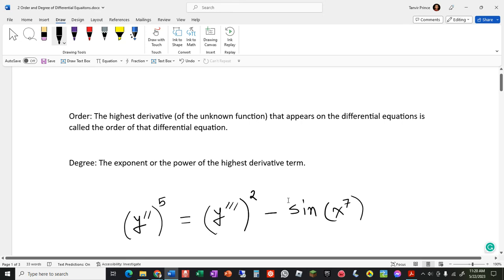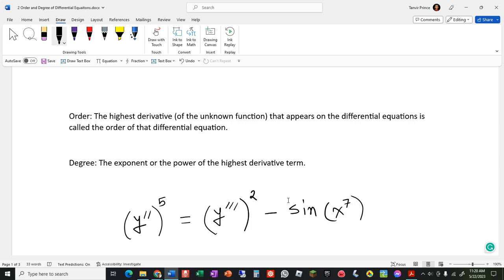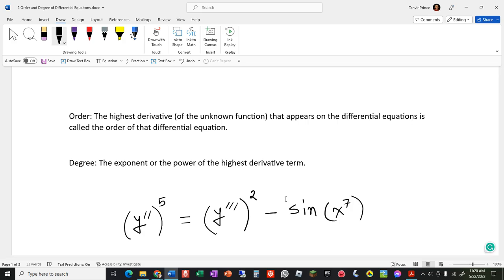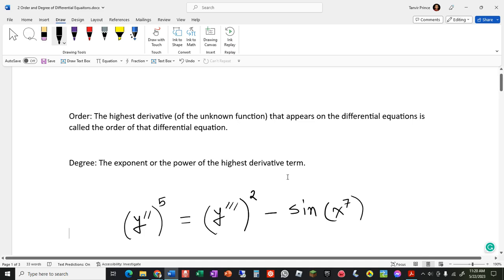Hello, hi. Today we will talk about order of differential equation and degree of differential equation. So these are some vocabulary associated with differential equation. It is good to know. Very simple, very simple. So let's just think about order.